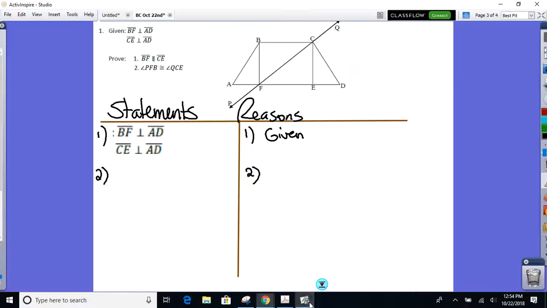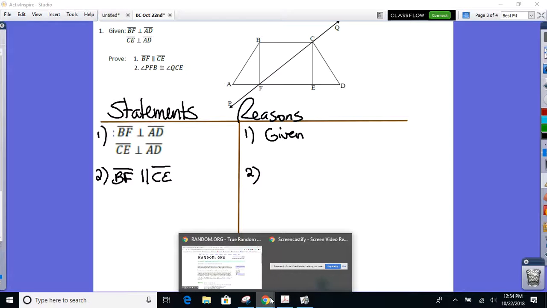Let's hear from 21. Why? That's what I figured some of you would think about. Maybe you're not, but that's fine. But take a look. Two perpendicular statements, both perpendicular to the same line, meaning they are parallel to each other. BF parallel to CE.